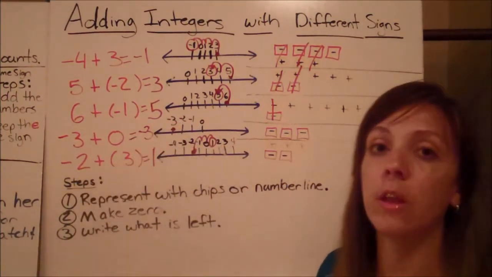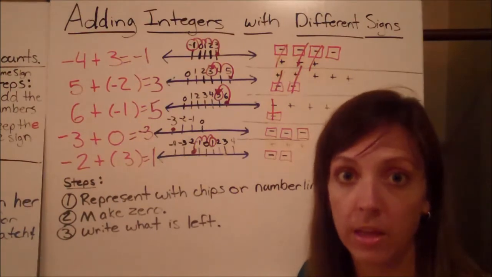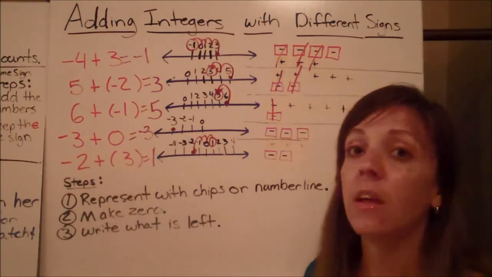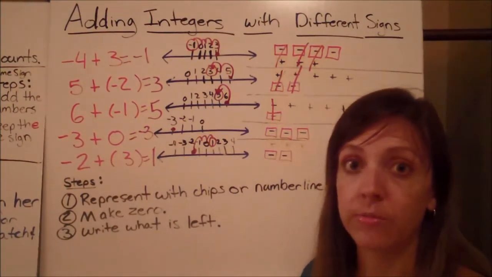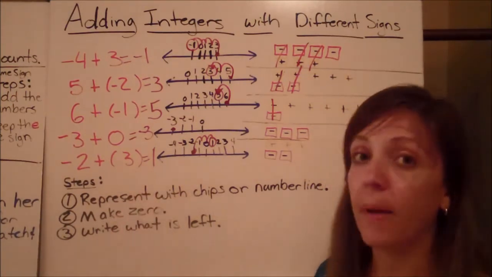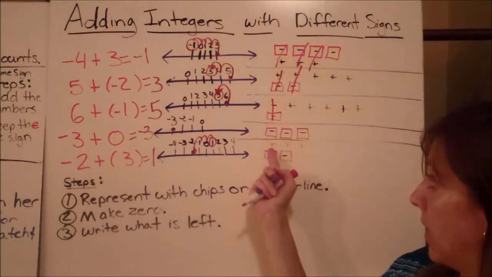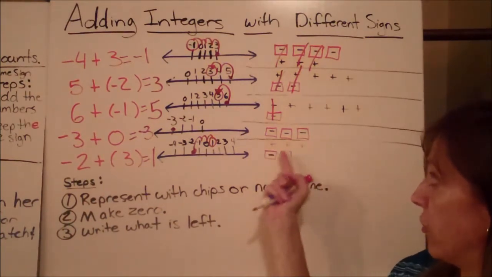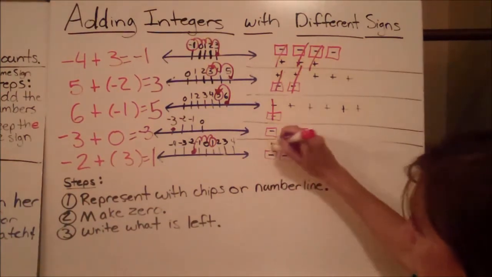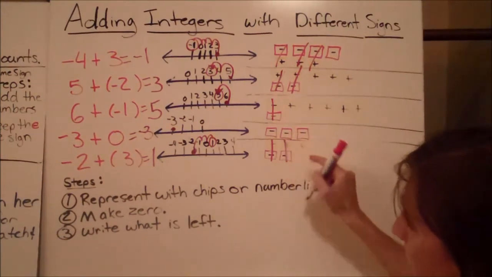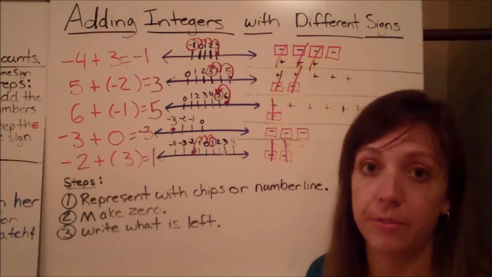Again, I look at the two numbers. Which one has a greater absolute value? The 3 does. The 3 is farther from 0. So I know that my answer will be positive because when I put these two together, as modeled here with the integer chips, I have 3 positives, 2 negatives. These are going to cancel out. I'm going to be left with 1 positive.